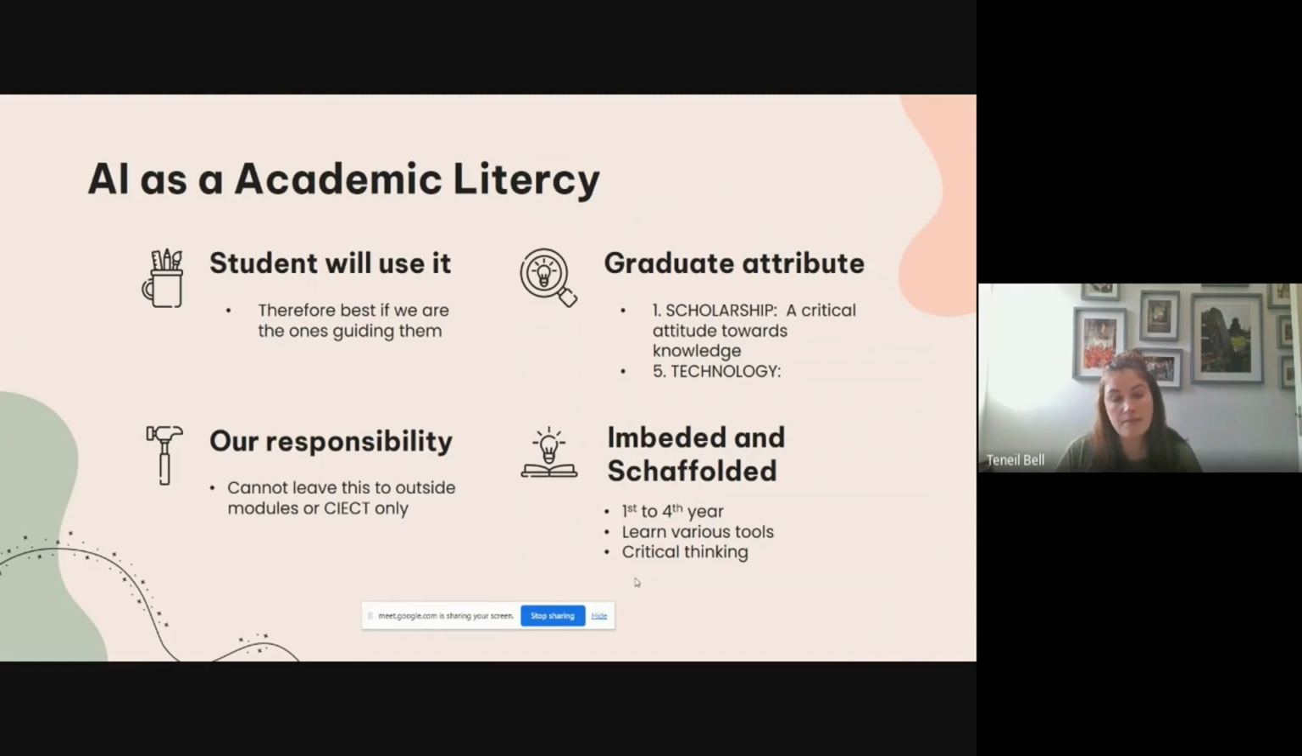Next, it becomes the step of embedding AI into all of our modules and scaffolding it through our first to fourth year curriculum. It's about learning different tools and figuring out which tools work in which kinds of scenarios. And remembering that throughout all of this, the idea of critical thinking and developing that for our students is one of our primary concerns.